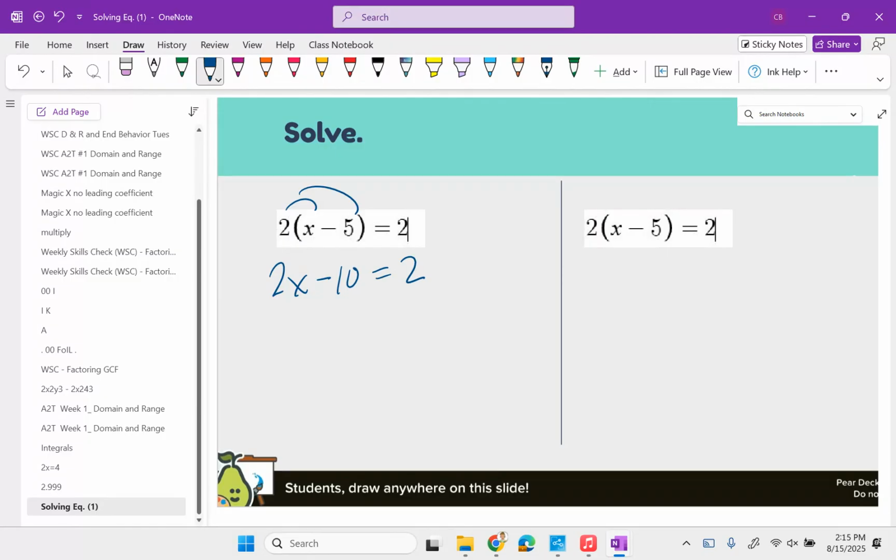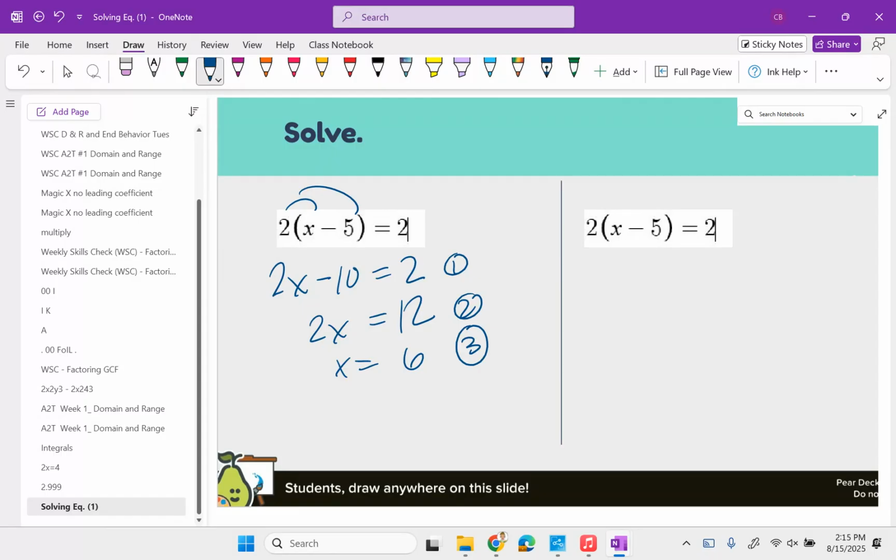All right, what do I need to do with the 10? Add it. So what is 2 plus 10? 12. Now what? Divide by 2. What do we get? 6. So 1 step, 2 steps, 3 steps. Think we can eliminate a step?